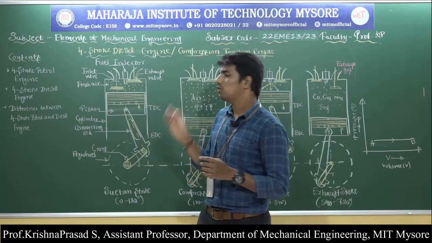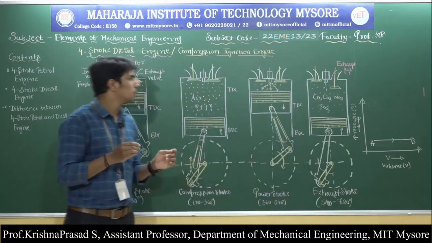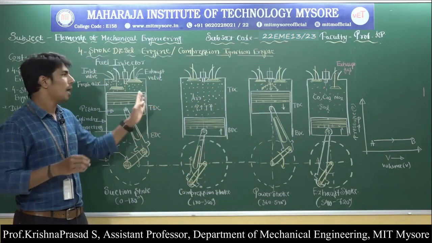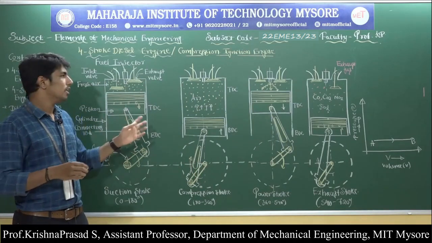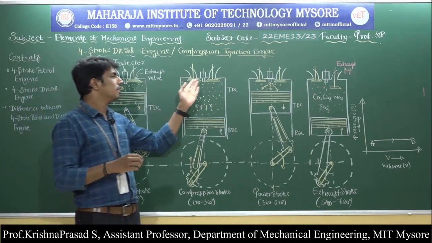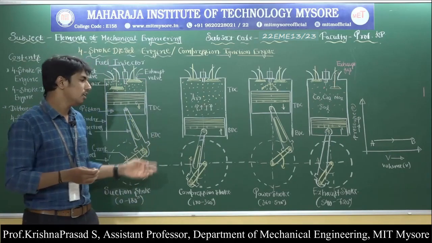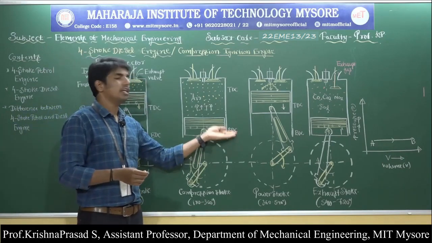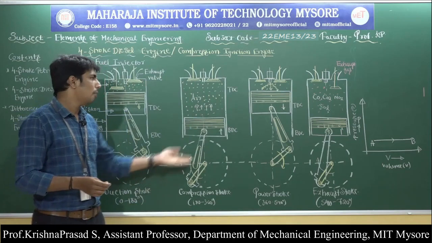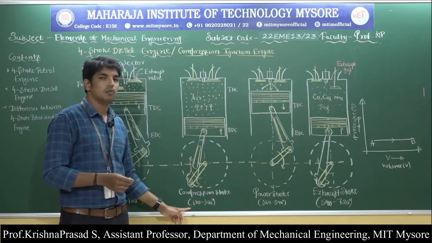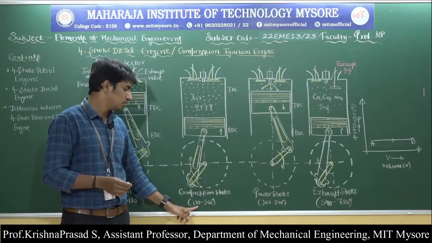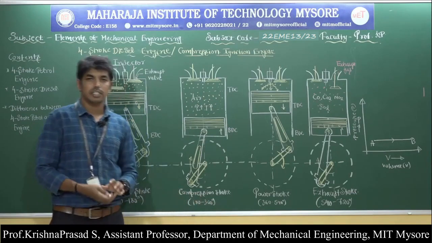Next is the compression stroke. Observe what happens in the compression stroke. Both the inlet and exhaust valves are closed, and the piston moves from bottom dead center to top dead center. Due to the upward movement of the piston, the crankshaft rotates another half rotation, from 180 to 360 degrees.